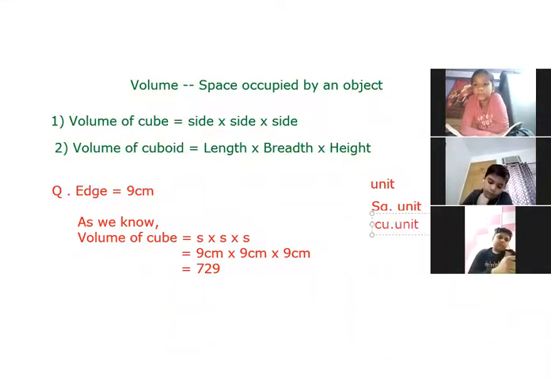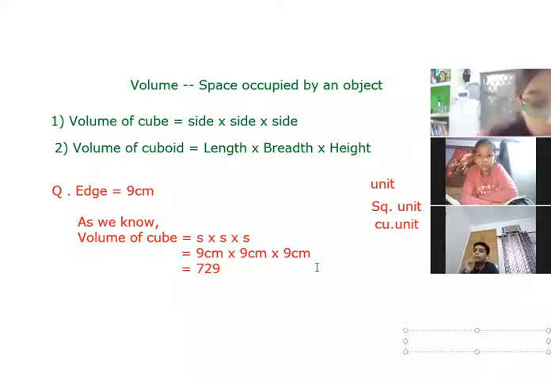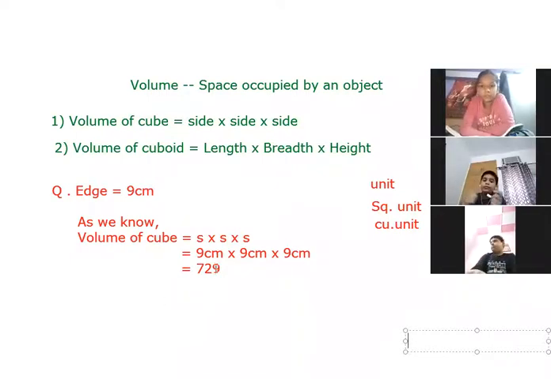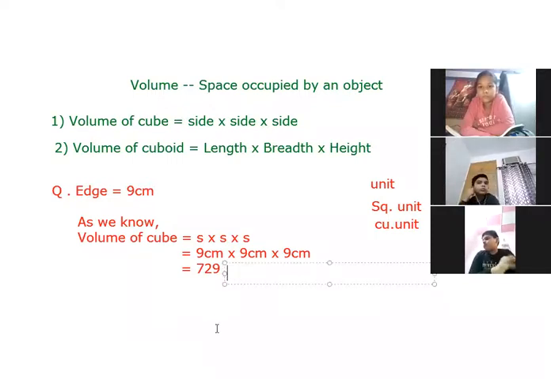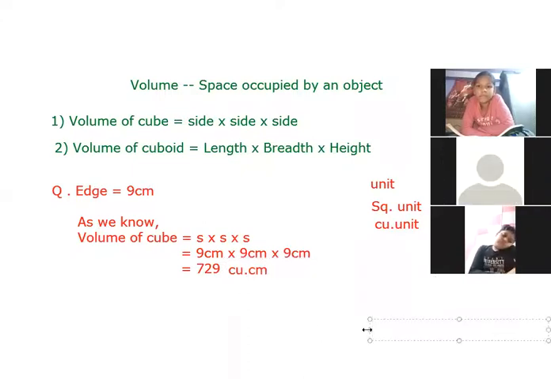Cubic unit, because 3 times we are going to multiply the units, like centimeter, multiply centimeter, multiply centimeter. 3 times we have taken units. So that's why we are going to write the answer in cubic centimeter. I hope this concept is clear. Yes or no? We always write the answer in cubic unit. Whatever the unit is, you must put cube with it.